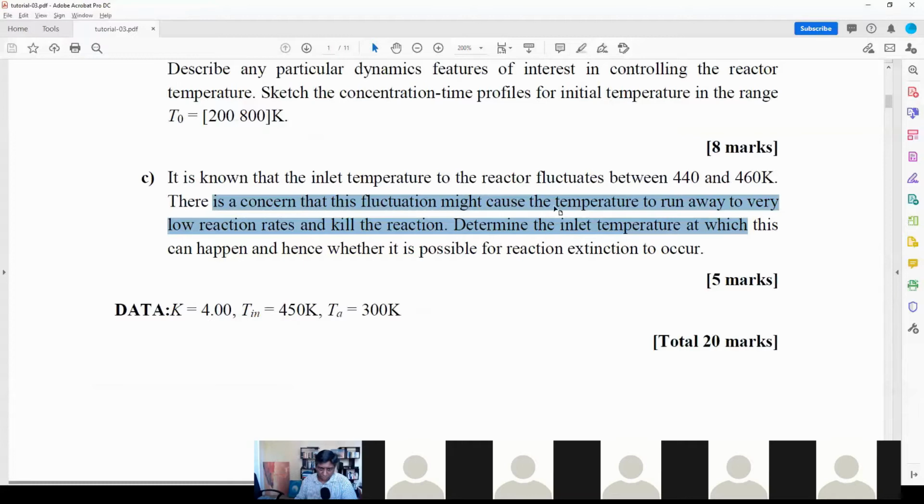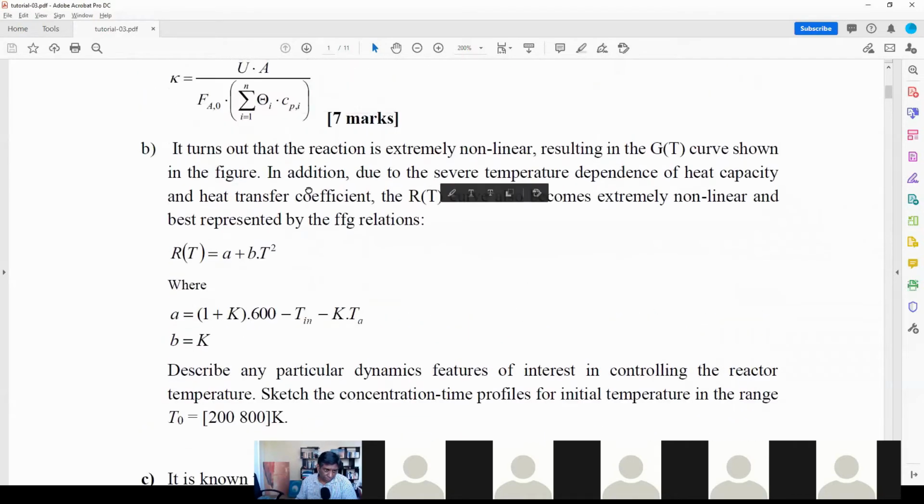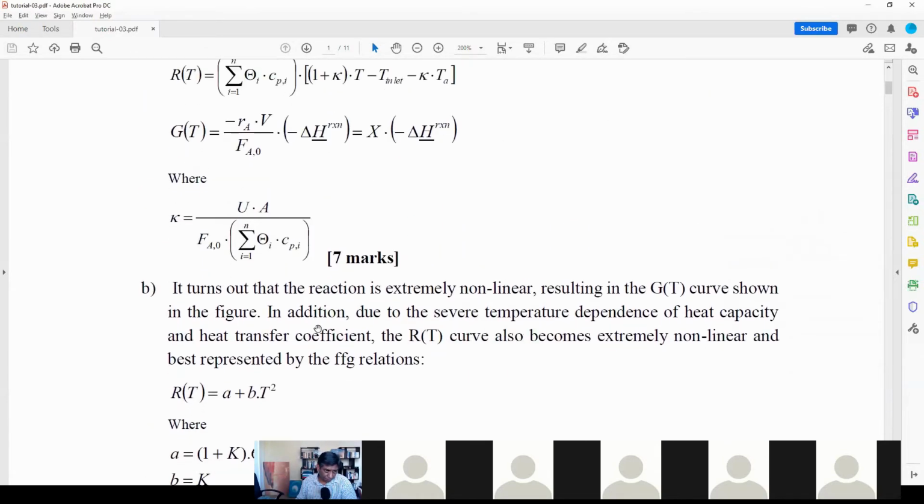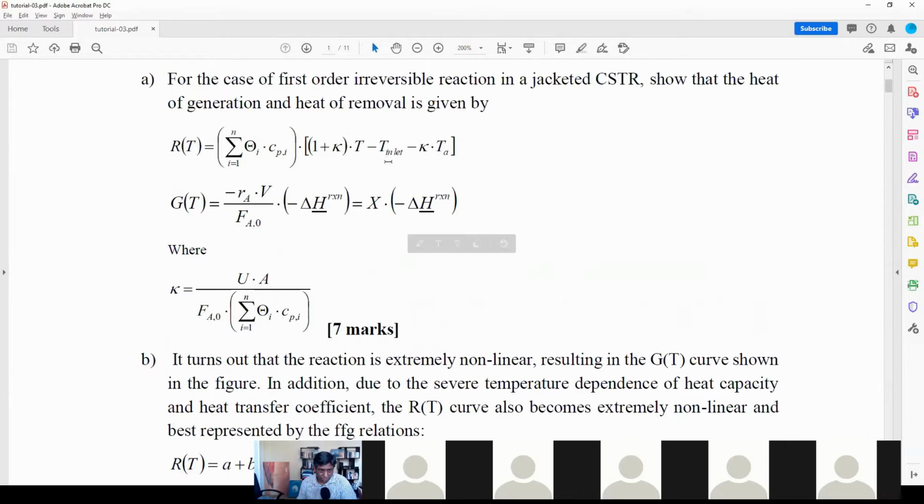Okay, so to understand this better, we have to figure out how inlet temperature comes into this, right? Where does inlet temperature influence the dynamic picture we've constructed? So if we look at the equations here, if you look at G of T, you don't see inlet temperature featuring here at all, right? This is entirely in terms of the temperature, which is hiding kind of behind this reaction rate. The only place we can see inlet temperature featuring is in R of T.